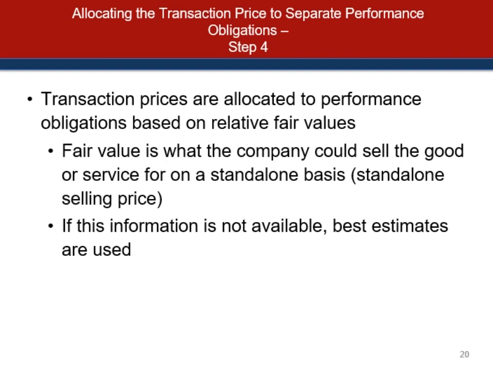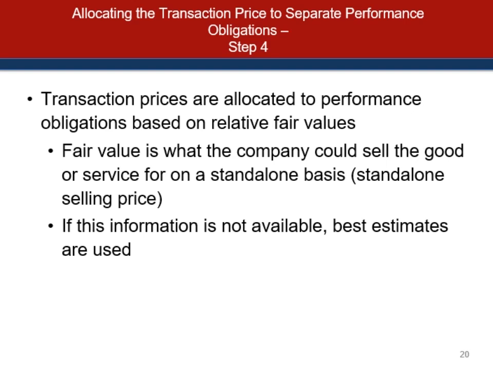Allocating the transaction price to separate performance obligations is step 4. Companies often have to allocate the transaction price to more than one performance obligation in a contract, and so if an allocation is required, the transaction price allocated to the various performance obligations is based on their relative fair values. The best measure of fair value is what the company could sell the goods or services for on a standalone basis, referred to as the standalone selling price. And so if you are in the business of selling these things regularly, you would probably be able to determine the standalone selling price quite easily.